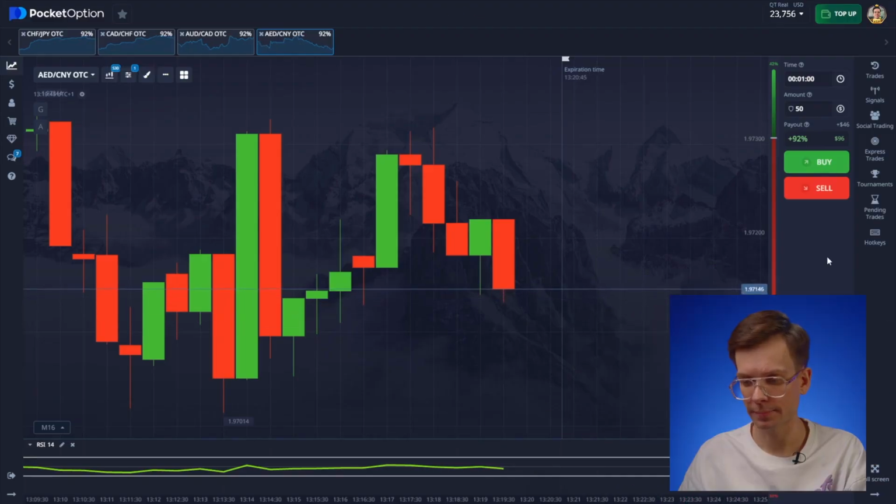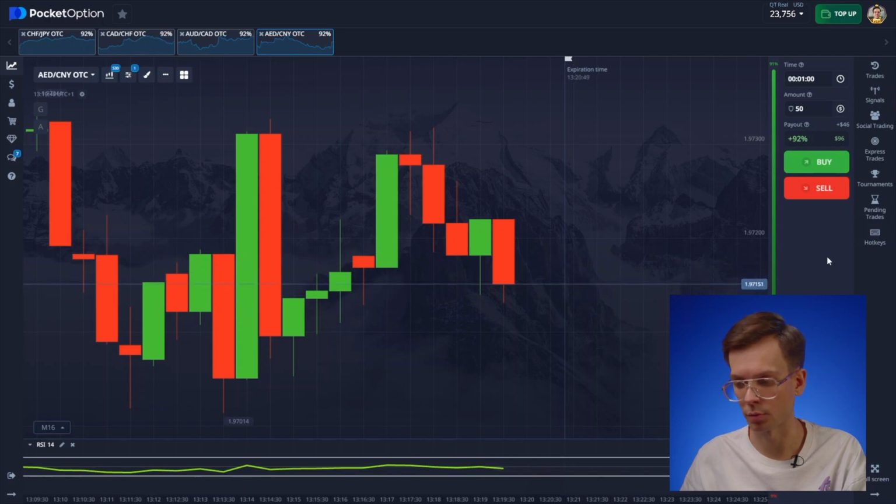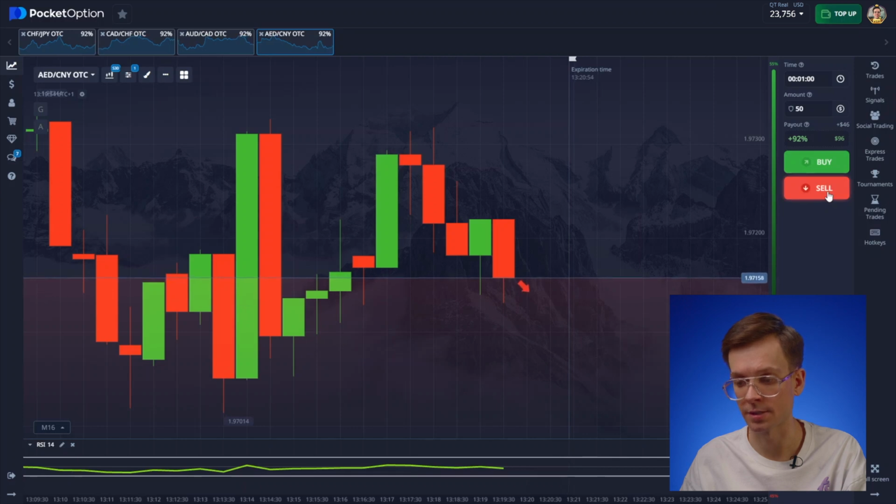Here's our first pair. What do we see? The price is bouncing off the resistance level with strong red candles. The indicator is in the middle of the channel, so we're expecting a downward move.